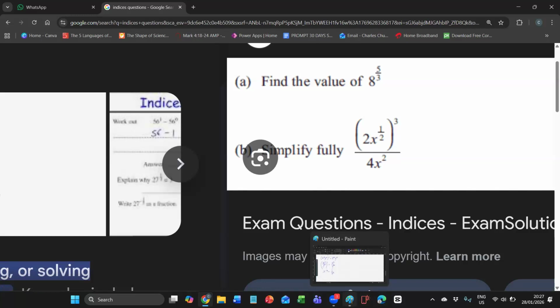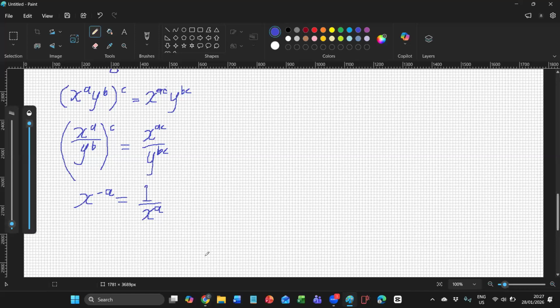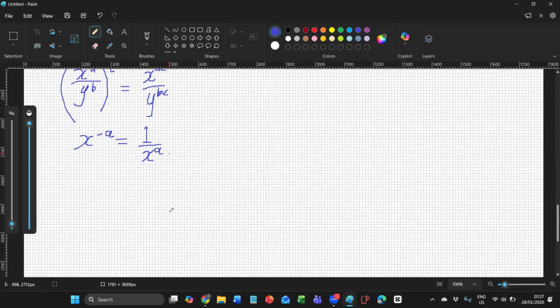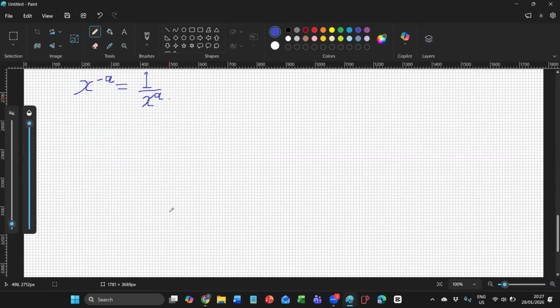So they said we should find the value of 8 raised to the power of 5 over 3. So there's one of the laws I don't think I've said, but let me see if I can quickly mention it before I apply it. And that law says, okay, let's see. Okay, somehow I have x raised to the power of 1 over 3. But let me just talk about it.